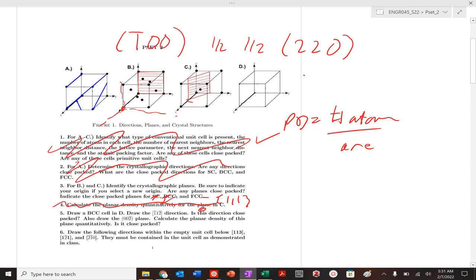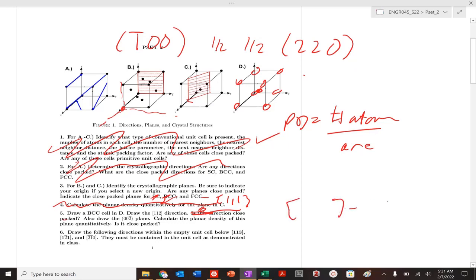Draw BCC cell in D. So BCC. Draw the -1, 1, 2 direction. Is this direction close packed? Definitely not, because it's not the 1, 1, 1 direction. So nope, as we will see in a second. Let's draw that direction.